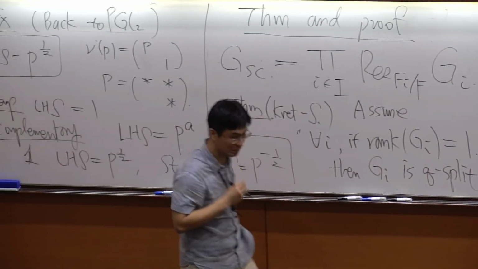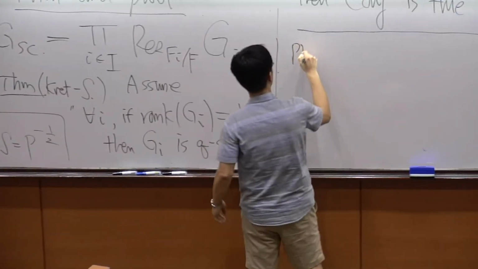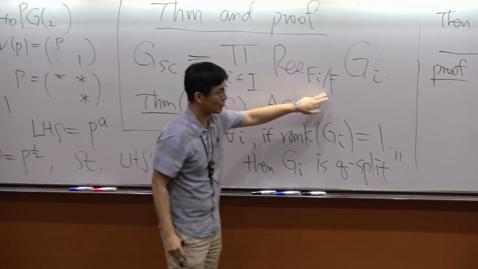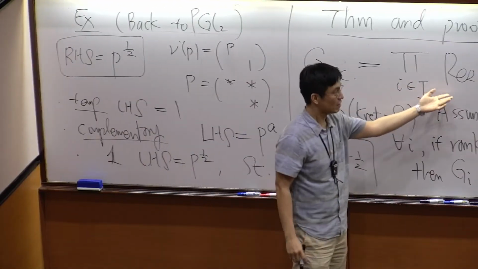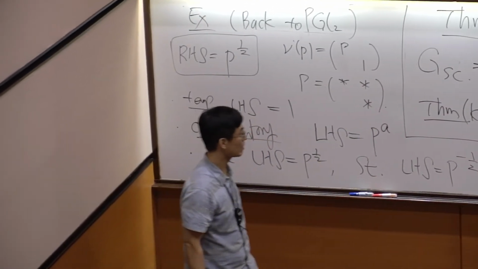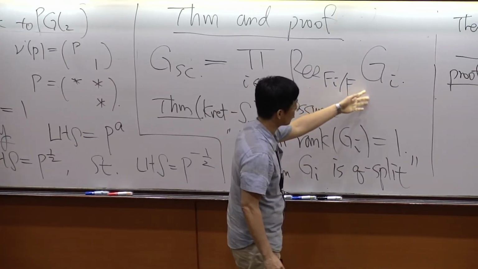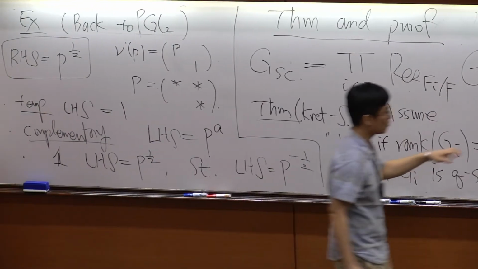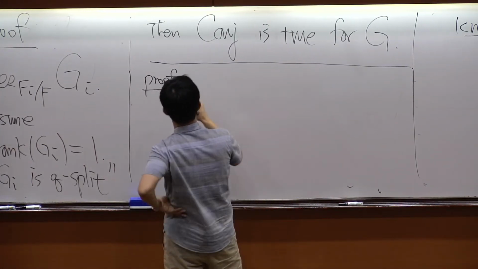So I'll just get to the proof. F_i is just some finite field extension of F. When you have the simply connected cover, you have such a decomposition into simple factors. I just want to say that if you have a rank 1 simple factor, then it has to be quasi-split, and you'll see why quite quickly in the proof. So the proof is the following.